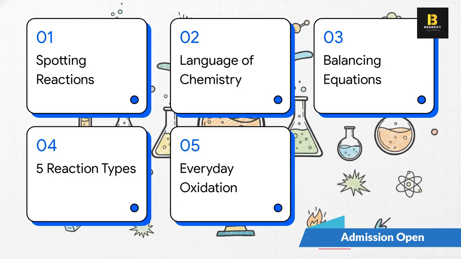So, here's our game plan for today. First, we'll figure out how to spot a reaction. Then, we'll learn the language chemists use to write them down. After that, we'll tackle the super important skill of balancing equations. Then, we'll cruise through the 5 main types of reactions. And finally, we'll see how all this chemistry shows up in our daily lives. A perfect roadmap for your revision.